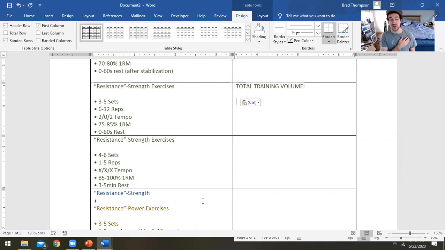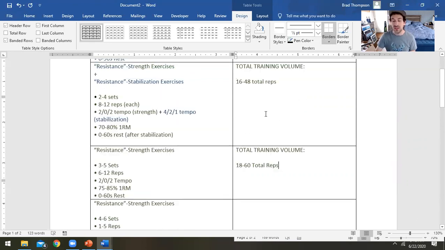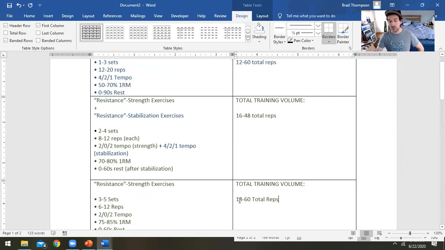So let's look at our total volume here. So this is going to be 6 times 3. So this is going to be a total training volume of 18 to 5 times 12, 60 reps again. Okay, so this is really this kind of weird bump.